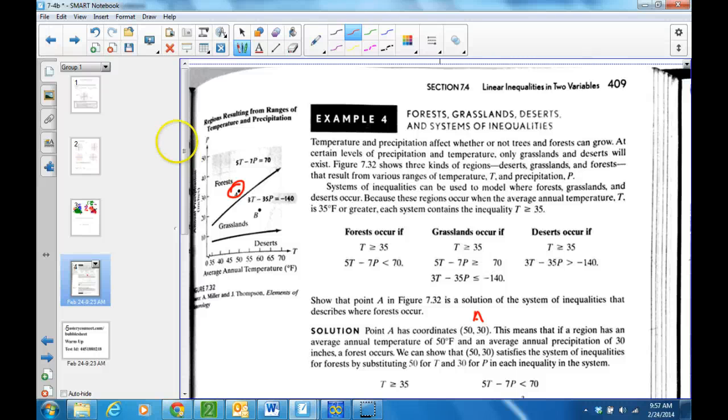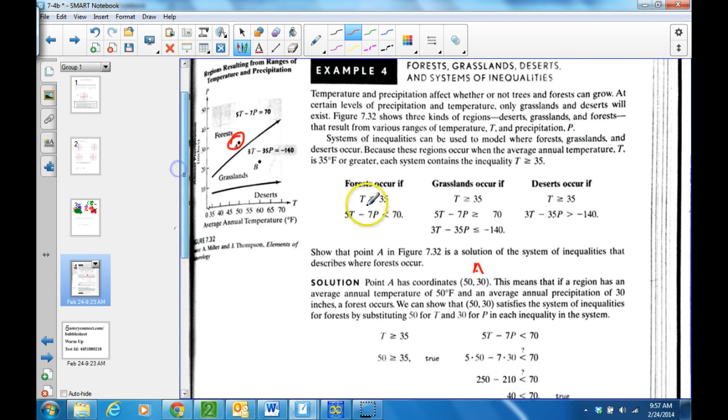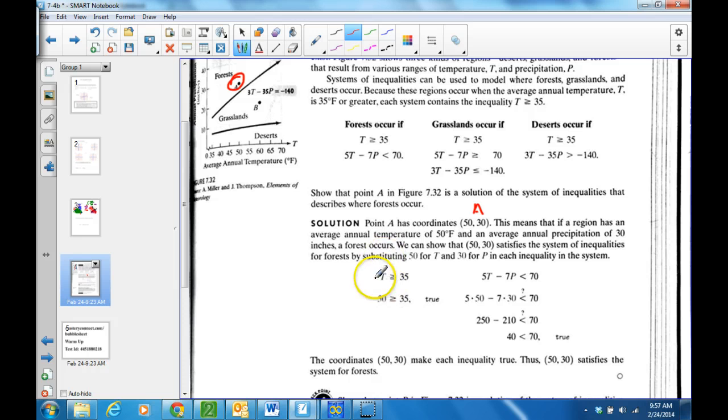All we're going to do is put that point into these two equations because we're testing for forests. Here, t is greater than 35. Well, 50 is greater than 35, so that's true. The first condition has been met. We're going to find the second condition: 5t minus 7p is less than 70. We're using this equation now. We put in 50 and 30, and notice that as you go down and solve it, 40 is less than 70. That is true, so that condition has been met. So yes, this satisfies the system for forests.